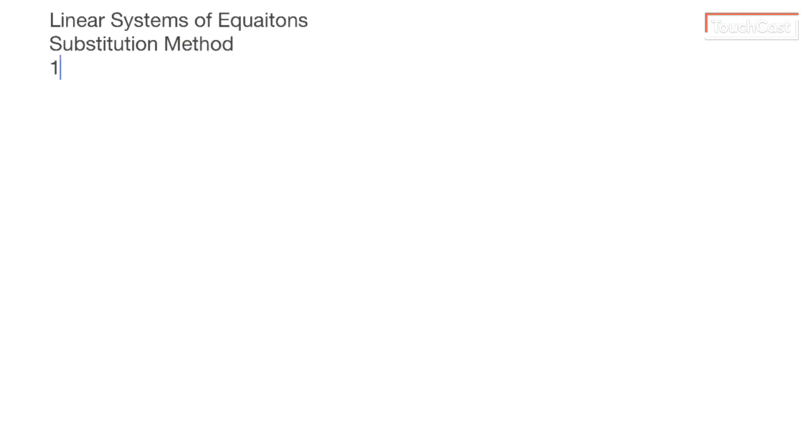Now, there are 3 steps you need to follow. First, we're going to solve one equation for one of the variables. And it doesn't matter which one. In your note packet it says solve either equation. You just need to solve one of them for one variable.